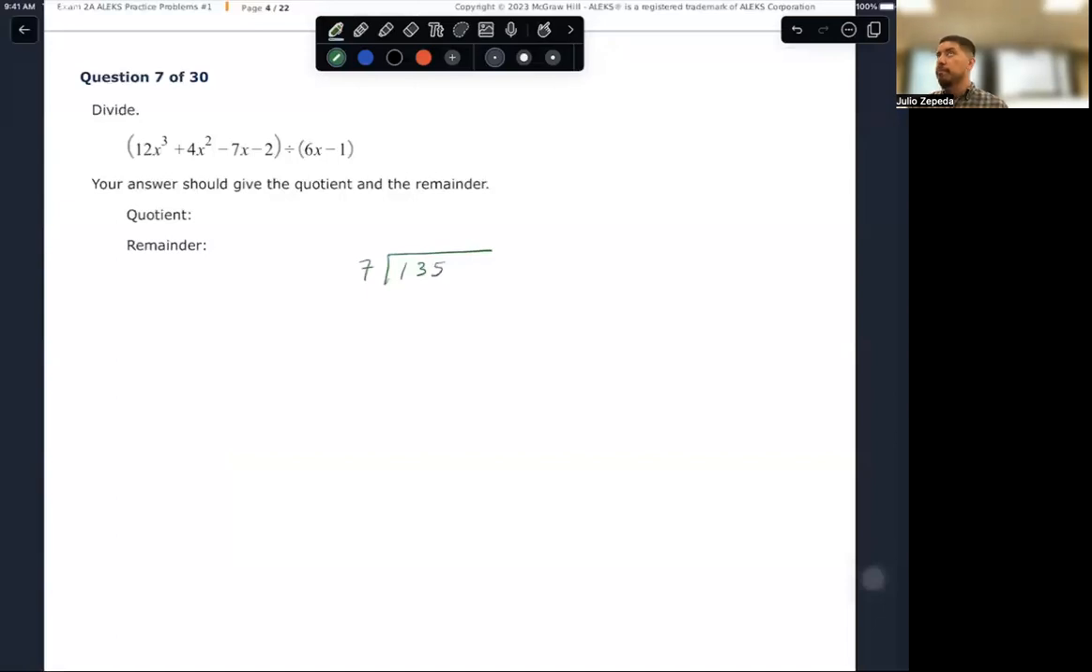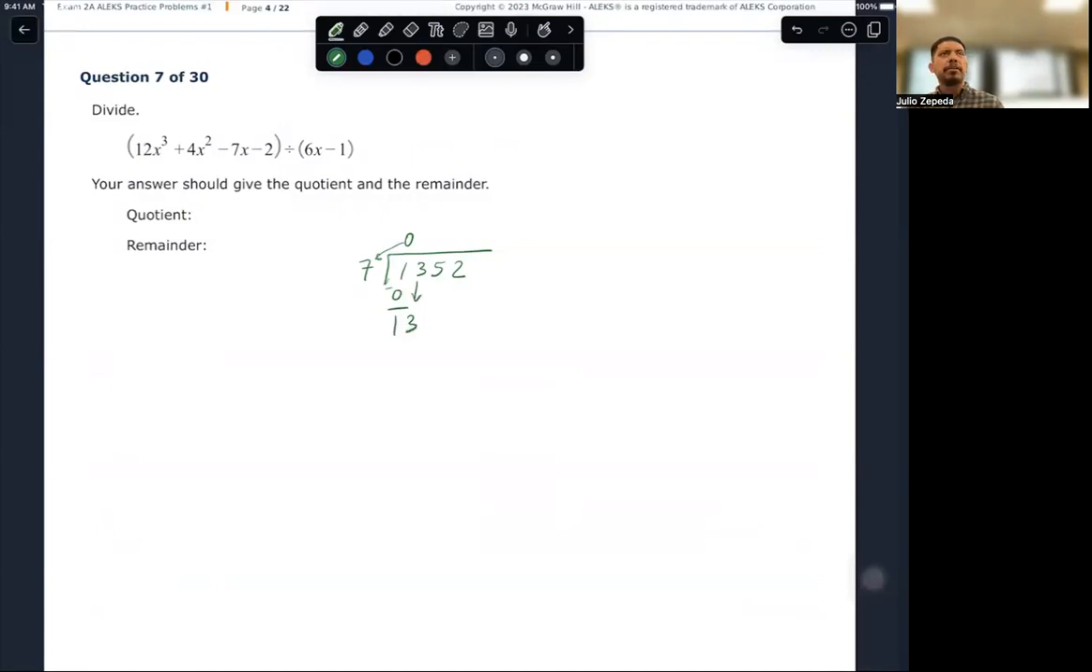I'll divide 7 into 1,352. So how would we do this? We ask ourselves, how many times does 7 go into 1? It does not. How many 7s are there in 1? 0. So we multiply 0 by 7, that's 0. Then we subtract these two numbers, we get 1, and we bring down the next value.